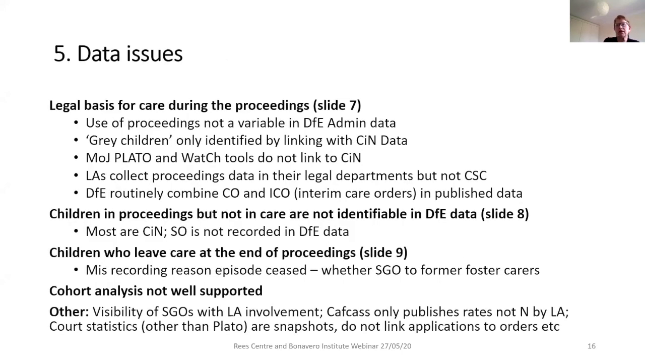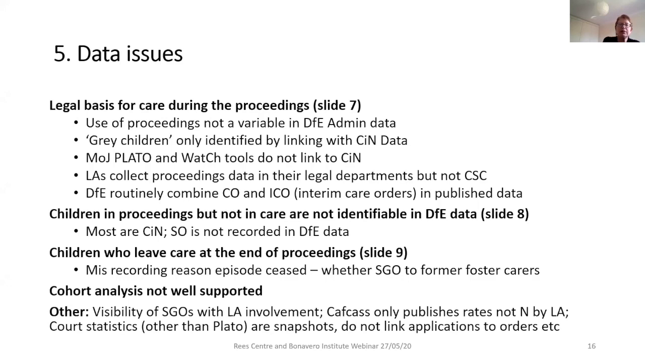And then finally, to consider the data issues. The legal basis for care during proceedings, that was my slide 7 with the grey, blue and yellow. As I say, my bone of contention is that the use of proceedings is not a variable in the administrative data, and you can only identify the grey children in care proceedings by linking with the SIN data. That's important because the Ministry of Justice has undertaken a data linkage process using the CAFCASS data for the children in care proceedings and some DfE data. But they don't link to SIN. So they don't know anything about children who are not looked after, only about certain orders made.